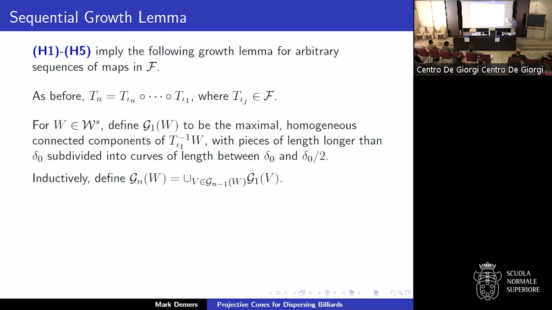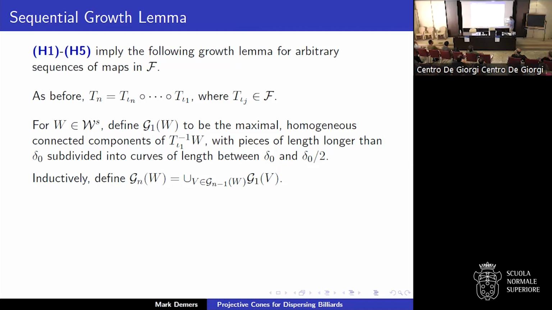So in particular, you can use the bounded distortion and the uniform one-step expansion to boost to what's called a growth lemma, right? If you've seen billiards for a single map, you take a power of a single map and you can define what we call generations of pieces. You pull them back one step, they get cut, then each piece in turn you pull back and they get cut. And so you end up with some nth generation of pieces here, this GNW. And you subdivide long ones to be between length delta 0 over 2 and delta 0.